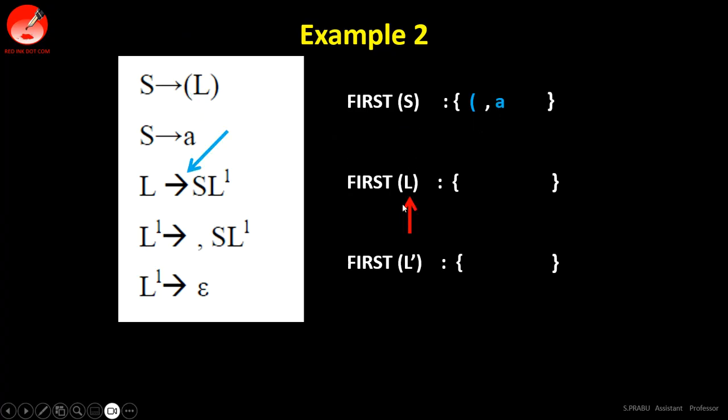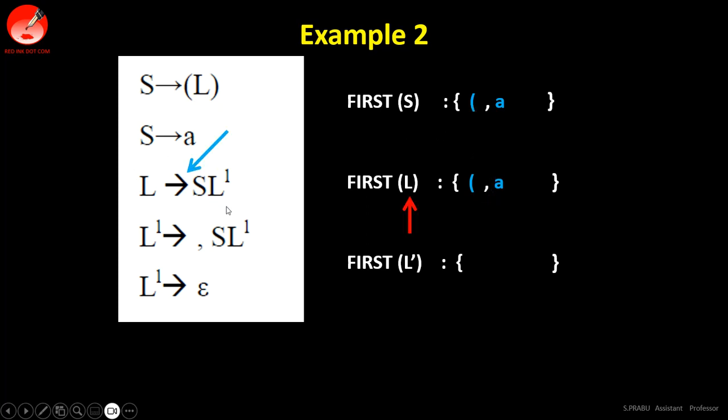Then I go to the FIRST of L. For finding the FIRST of L, this is the only rule starting with L. So the first element is capital S. That means the FIRST of capital S can be copied into the FIRST of capital L. So open bracket and a can be copied here.